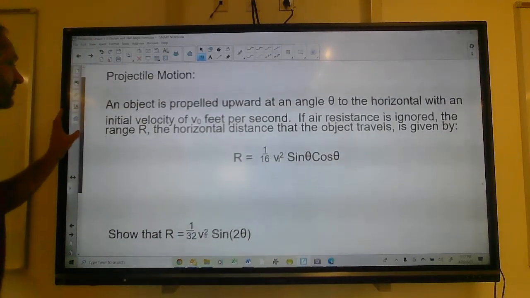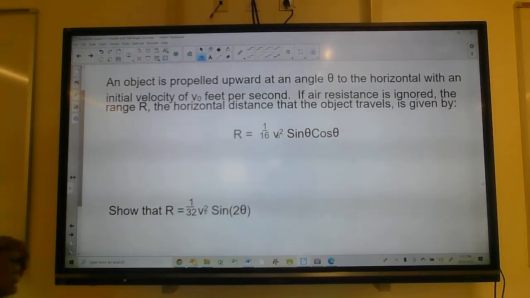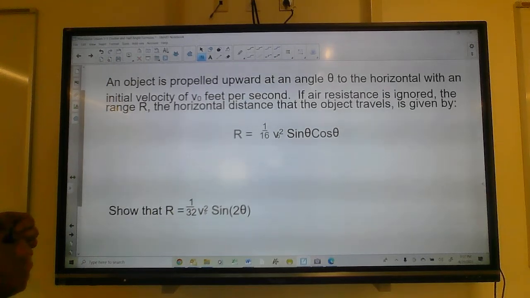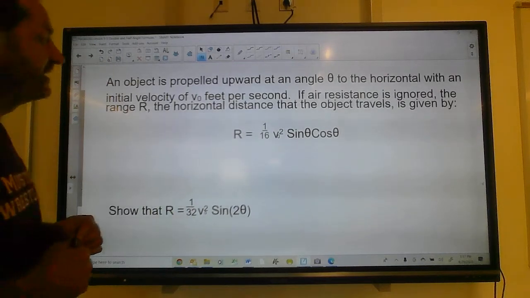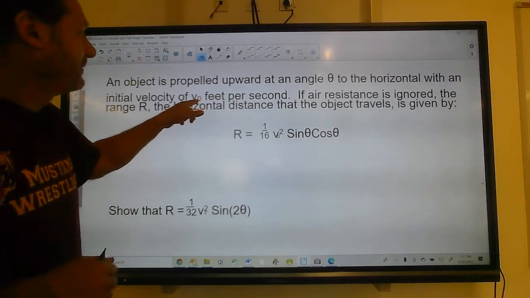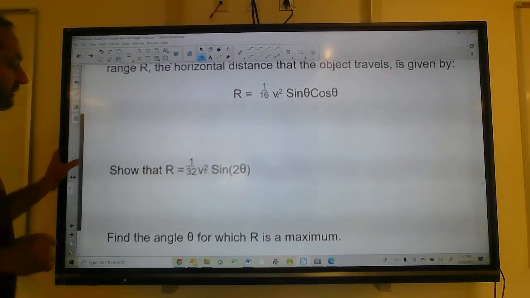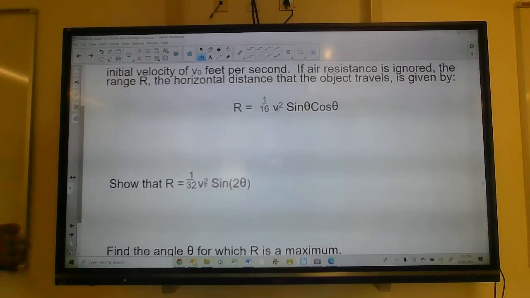Okay, projectile motion. An object is propelled forward at an angle theta to the horizontal with an initial velocity of v feet per second. If air resistance is ignored, the range r of the horizontal distance that the object travels is given by r equals 1/16 v naught squared, where v naught is in feet per second, times the sine times the cosine. Show that r equals 1/32 v naught squared sine 2 theta.